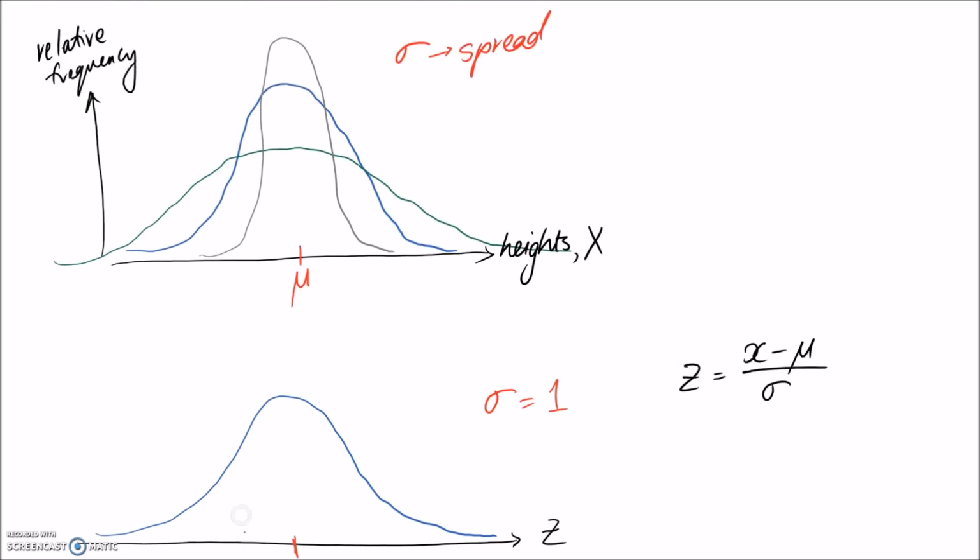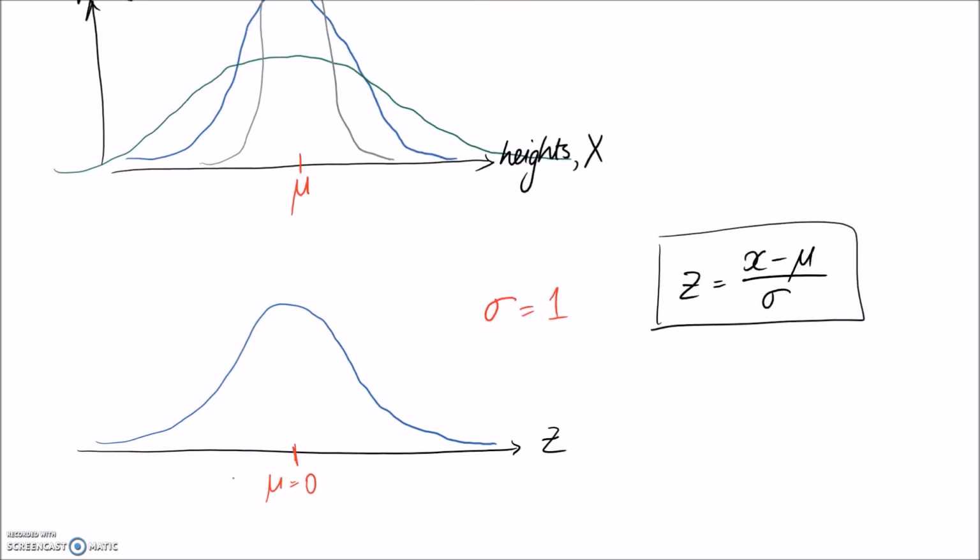So z is the value that's going to get plotted on this one. x is whatever value you're interested in from your height data, which was measured in terms of x. Mu is going to be the mean that you had up here. And the standard deviation is going to be whatever one you had up here as well in terms of your x data. So with this formula, you can convert anything from this graph onto the other graph down below.